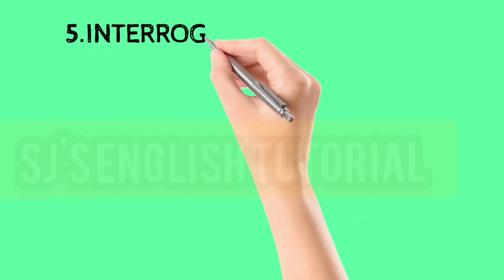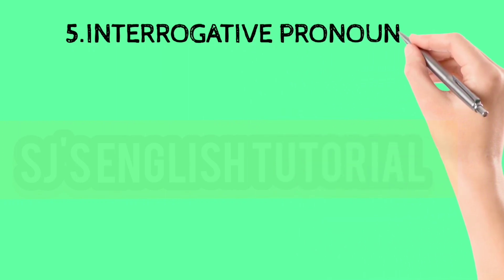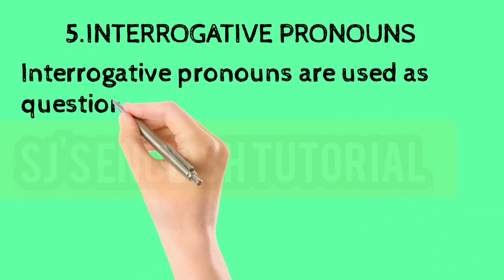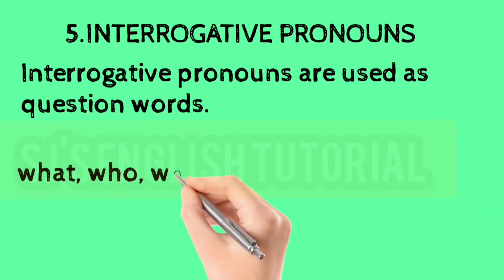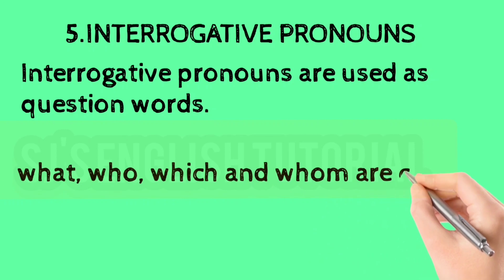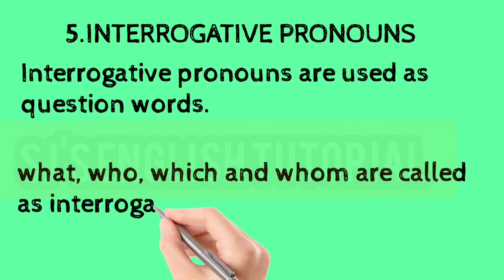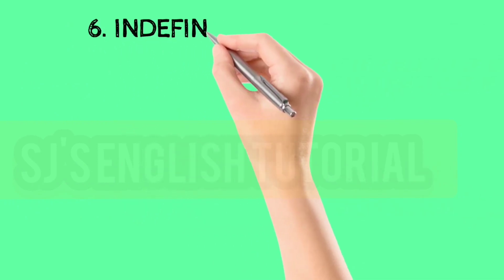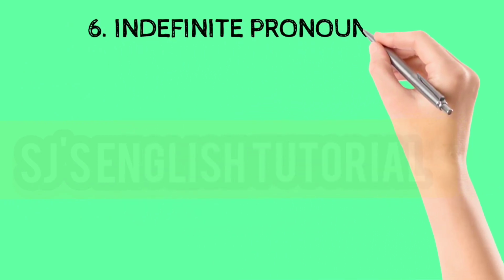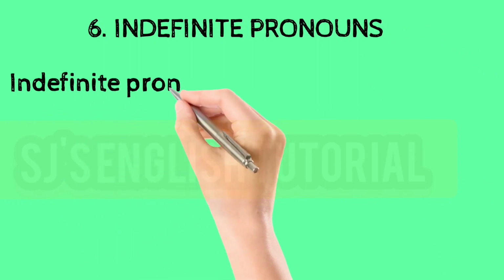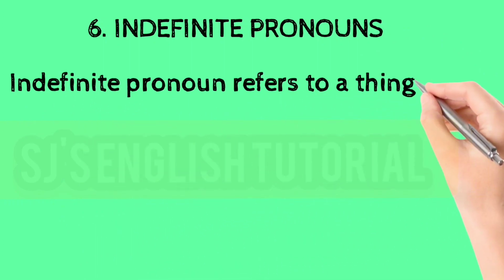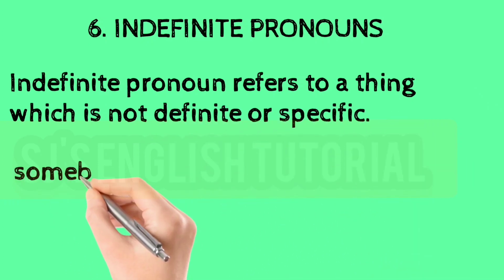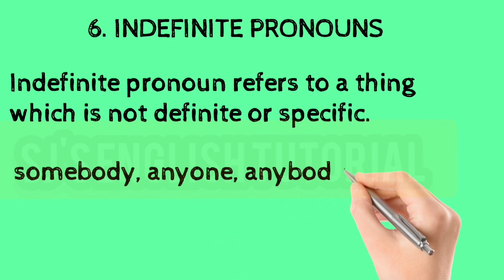Now the 5th one, interrogative pronoun. Interrogative pronouns are question words. We use them to frame questions. Example, what, who, which and whom are called as interrogative pronouns. Now let's move to another type of pronoun, indefinite pronoun. Indefinite pronoun refers to a thing which is not definite or specific. Somebody, anybody, anyone, someone, some, other, etc. come under this category.